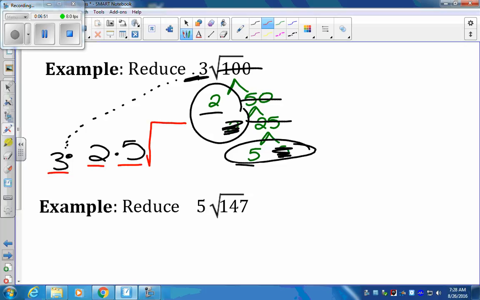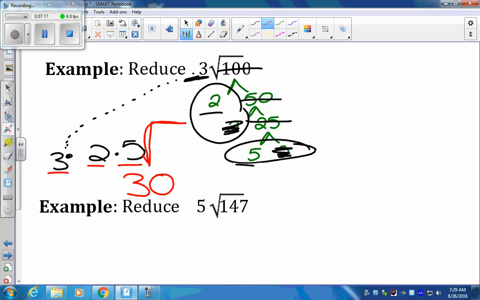Okay, so when I write my final answer, I'm going to multiply 3, 2, and 5. 3 times 2 times 5 gives me 30, but I don't write the radical sign. I don't put this symbol anymore because if there's nothing to write underneath, I don't need it. Now, if you notice when we started the problem, 100 is a perfect square. The square root of that is 10. So you could have just done the 3 times the 10 and gotten the 30 that way. But if not, breaking it down using your prime factors, you would have gotten the same answer.